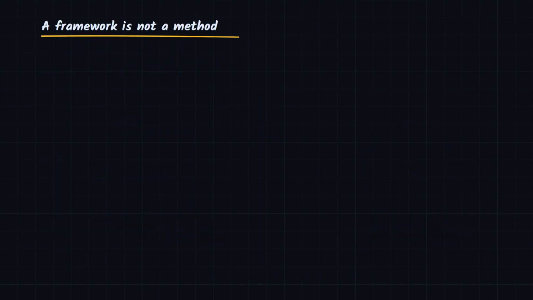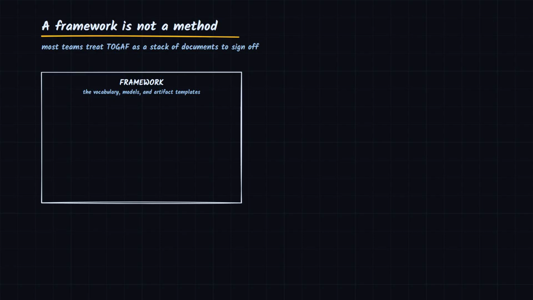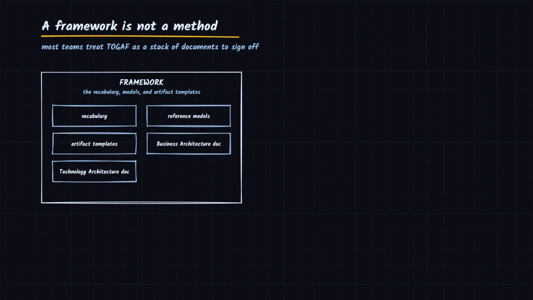Most teams treat TOGAF as a stack of documents to produce. Business architecture document, technology architecture document, sign each one off, move on. That's a framework, read as a checklist.